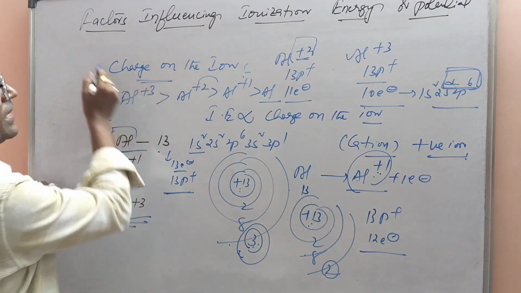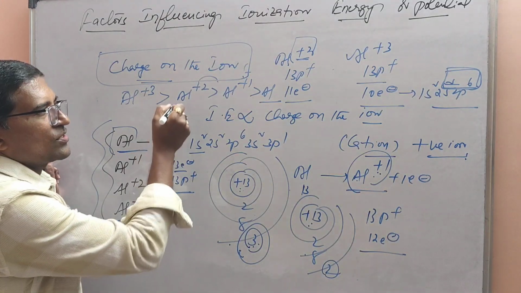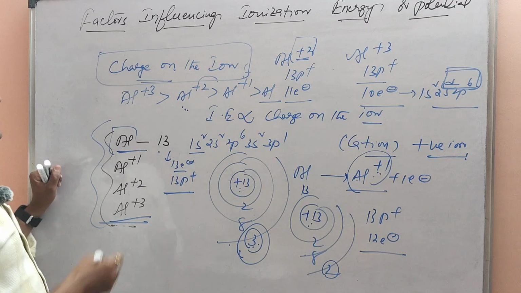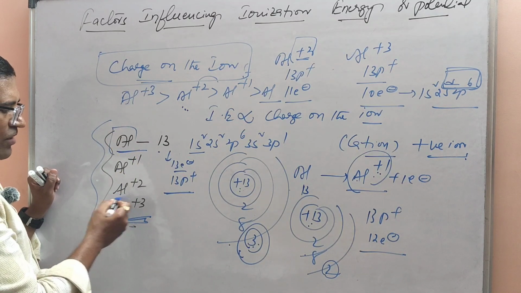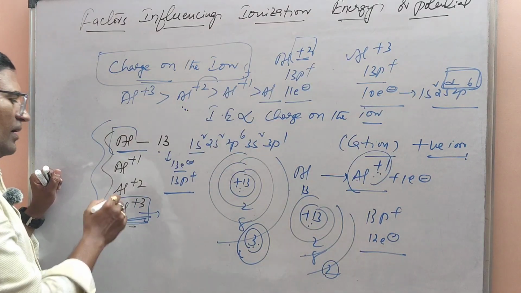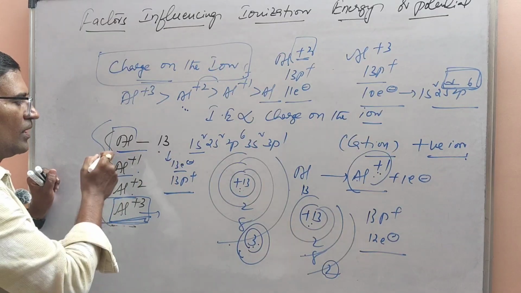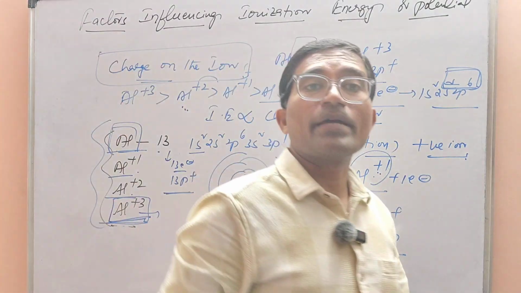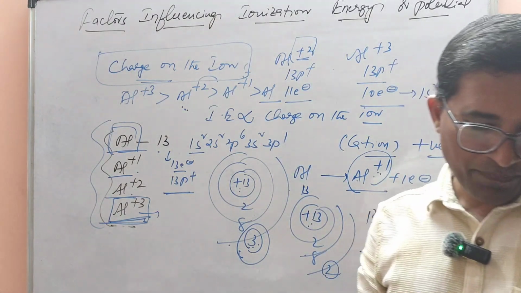So as the charge on the ion is increasing, especially for a cation, ionization energy increases. Among Al plus 1, Al plus 2, and Al plus 3, the ionization energy required is most for Al plus 3, because of the octet, as I already explained. Next, less energy for Al plus 2, further decreasing for Al plus 1, and it is least for Al. I hope you all understood my explanation related to factors affecting ionization energy.